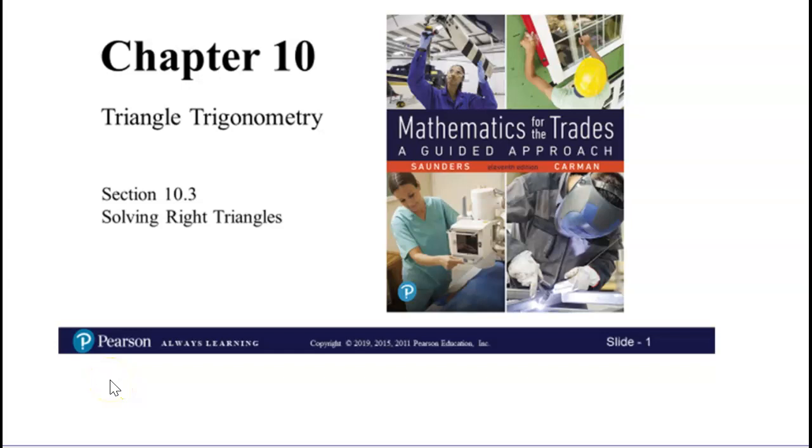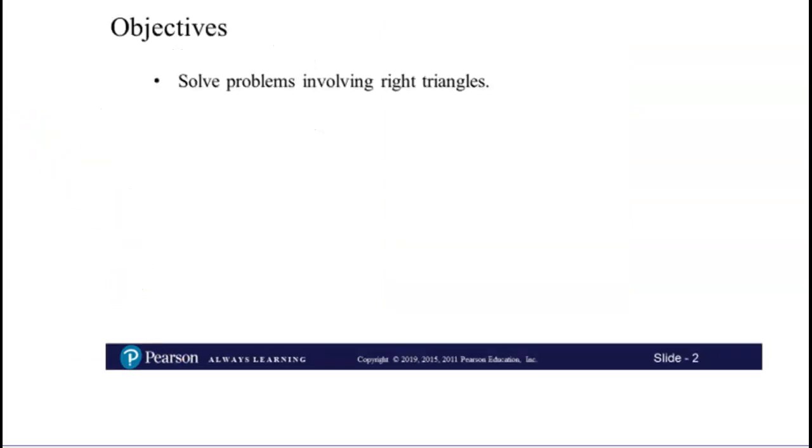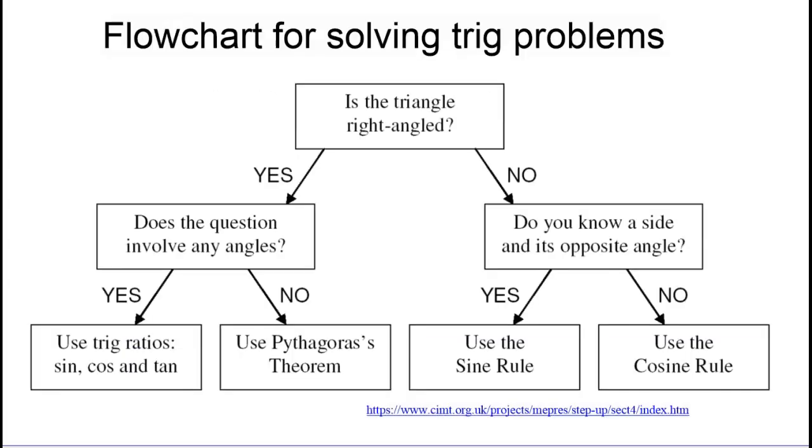In this video, we will be looking at triangle trigonometry, and we'll look at how to solve right triangles. This is a continuation from previous videos, except I want to add a flow chart on how to solve trig problems. I realize, with some feedback from students, that there's a need to understand, if I'm given a problem, where do I start, where do I go with it?